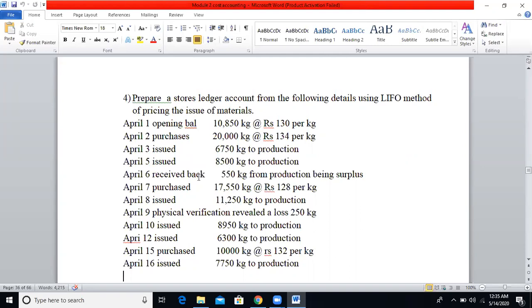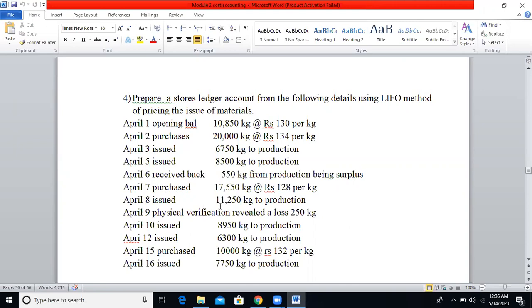April 6th, received back 550 kg from production being surplus. Due to the surplus units, the materials are received back to the stores department. Received back is nothing but returned goods. Returned goods will be considered as receipts only. April 7th, purchased 17,550 kg at rupees 128 per kg.